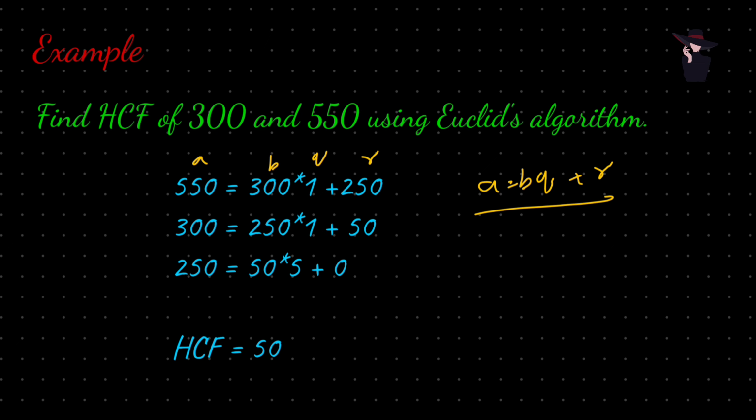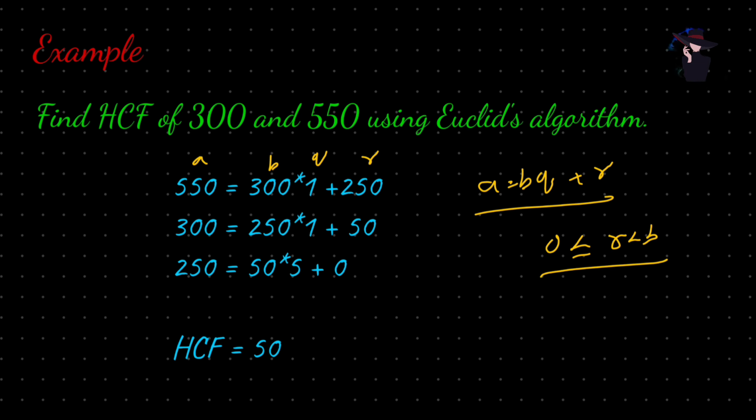Let's take 300 and 550. Okay, so we can write 550 as 300 into 1 plus 250, but we have to continue until we get the value of r equal to 0, as r lies between 0 and the value of b, right? So we are going to do this until we get r equal to 0.